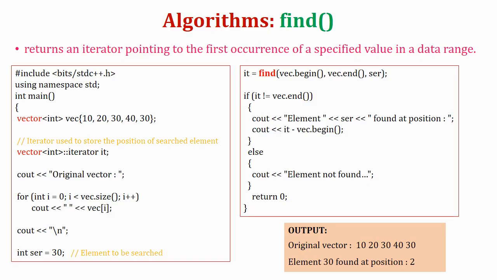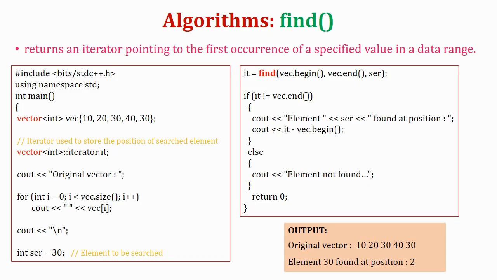Now we are going to search for some element, right? We can give any input. For example, I am giving 30 in a variable. Now find is the inbuilt function. We are giving 3 parameters here. First one is begin, then till where we are going to search, that is end, then mention the searching element. The searching element is 30, so I mention the variable name here.